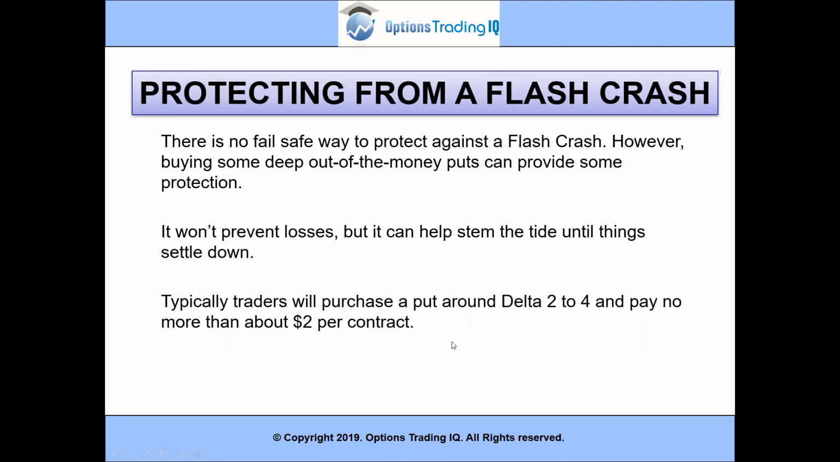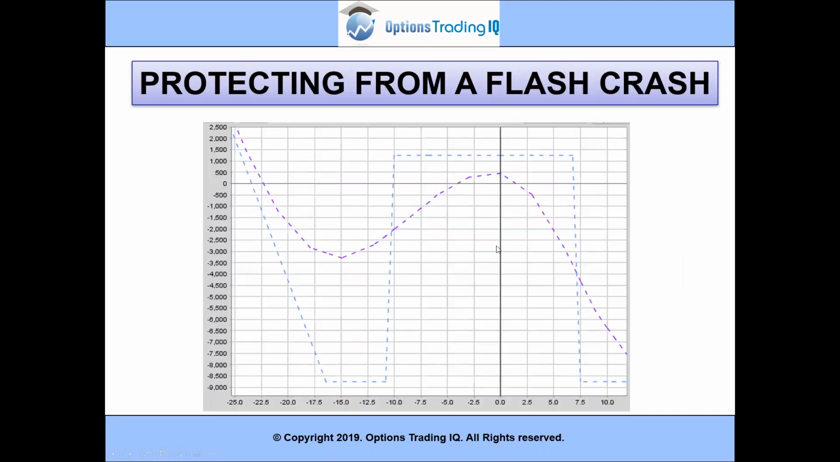So they might set up their condor, then to give them a little bit of downside protection, they might buy a far out of the money put for about $2. Okay, so this is what a sample trade could look like. We've got our typical condor shape up here, and we've just bought a deep out of the money put. And you can see that purple line, the interim line, falls off much less sharply on the downside. It doesn't give you any protection on the upside, mind you.